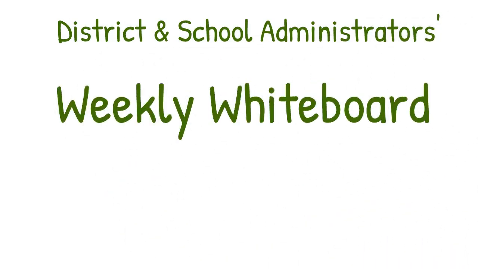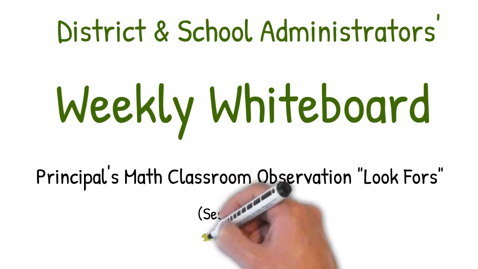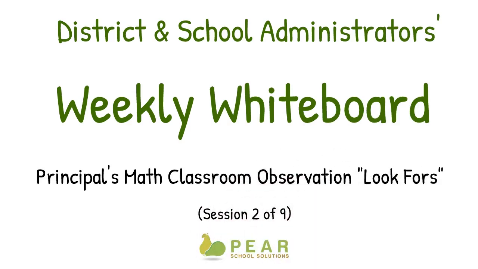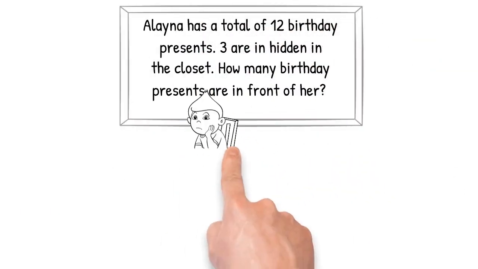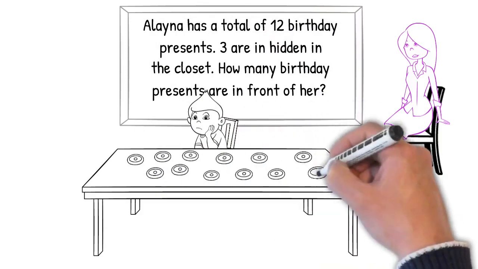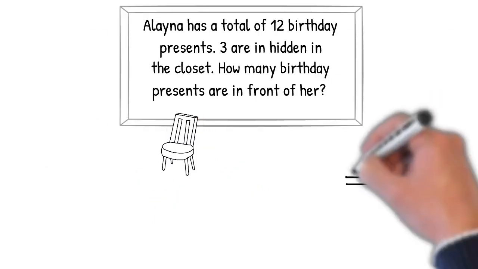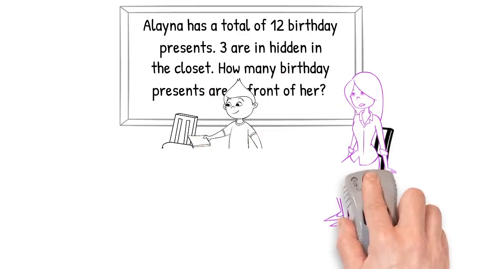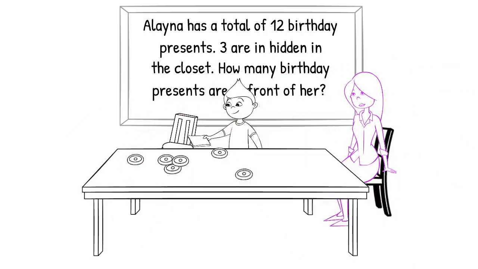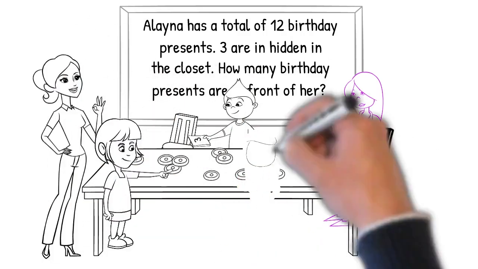Based on the new high-quality standards for mathematics, what should principals now be looking for when observing instruction in the classroom? In our last session, we suggested that principals shift their focus from teacher actions to student actions during K-12 math class observations. This sends the powerful message that student-centered learning, not teacher-centered teaching, is valued.